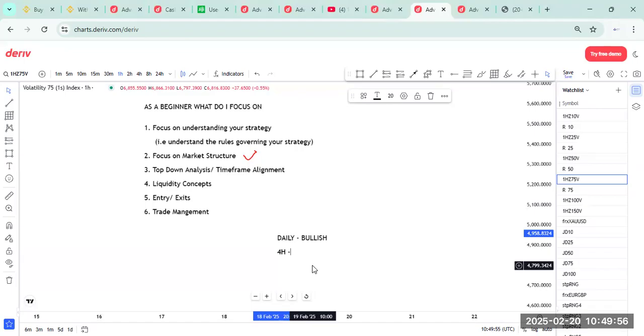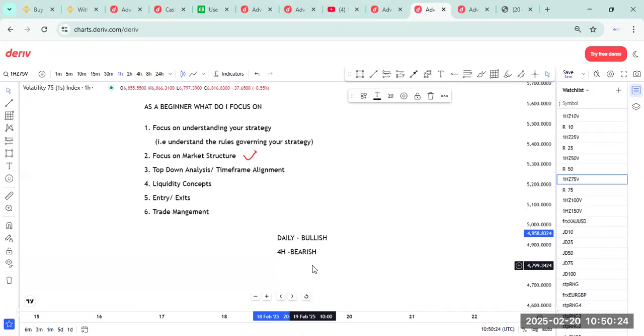And I think this is where the confusion comes for many beginners, because I also suffered the same thing. So when the 4-hour is bearish, it means that you are seeing two different things here, and it cannot be right. So once the daily is bullish, all the other time frames from the daily downwards should align with the daily time frame direction.